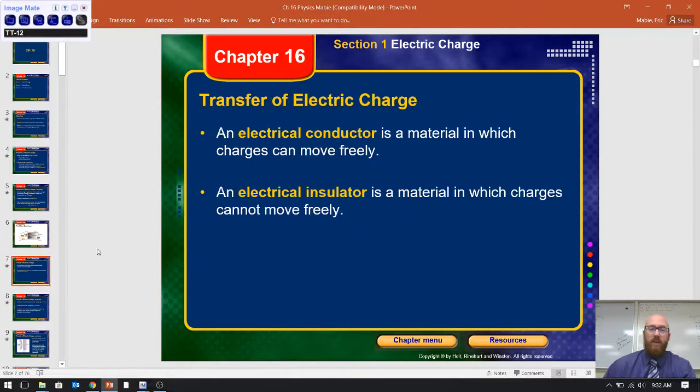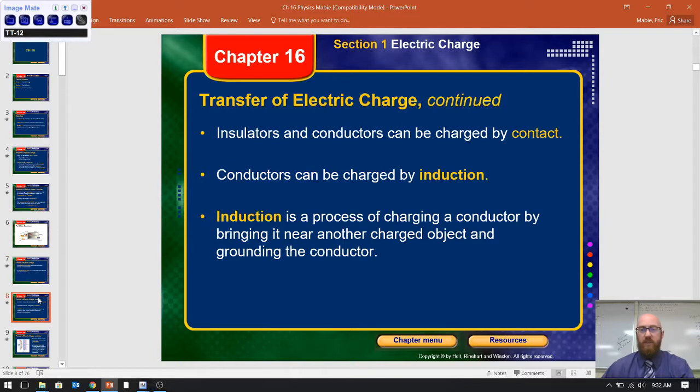So, an electric conductor is a material where charges move freely. We've already talked about conductors in the past. Insulator, charges cannot move. This shouldn't be anything new. That brings us to the next one. Insulators, conductors can be charged. An insulator can be charged. It's a little bit different. Conductors can be charged by induction.